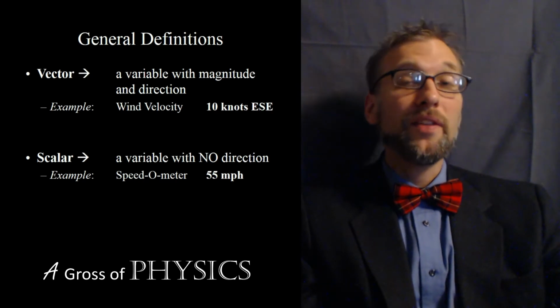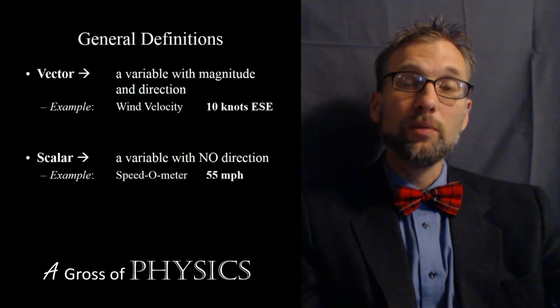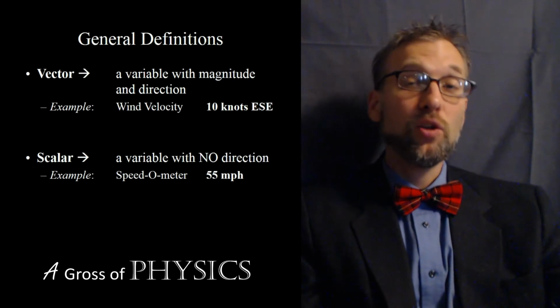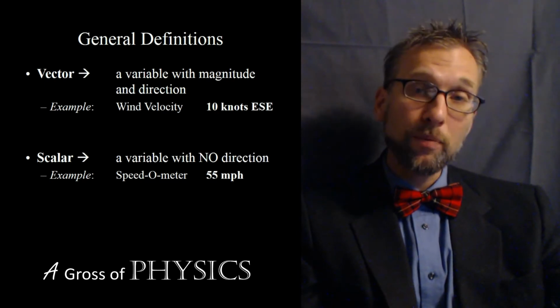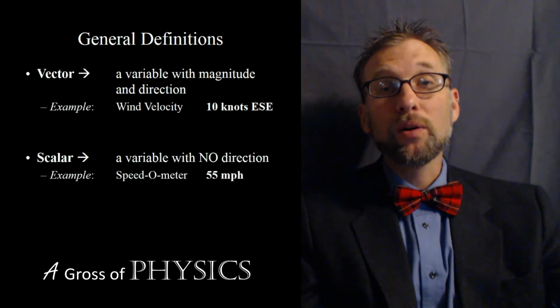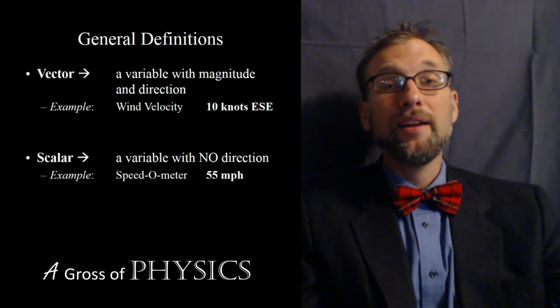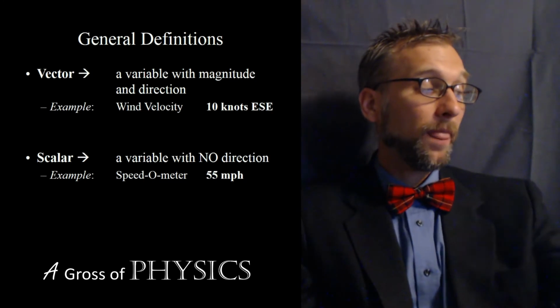That being said, on the other hand, we have scalar quantities. A scalar quantity is a variable that just has magnitude. So it's just a number and a unit, and it doesn't tell me what direction it points. For example, 55 miles per hour would be our speed. Speed is a scalar, and velocity was a vector because it had direction associated to it.